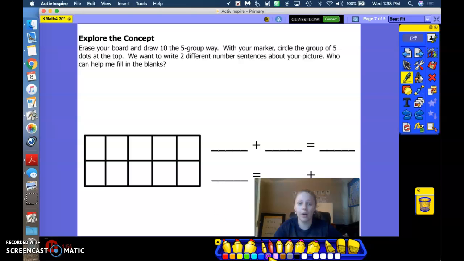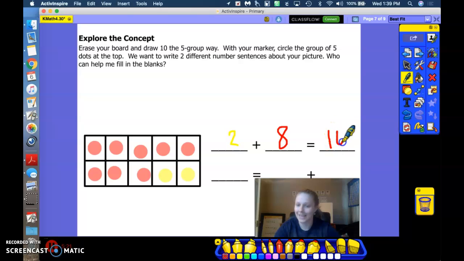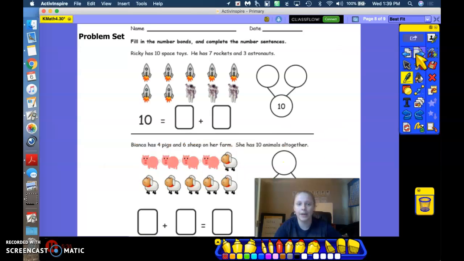So we're going to draw some dots on the top. And then we're going to draw some dots on the bottom. How many yellow dots do I have? 2. How many red dots do I have? 8. How many altogether? 10. You got it because the 10 frame is completely full. Let's write the number sentence the other way. 10 is the same as 2 plus 8. Great job practicing those number pairs to 10.